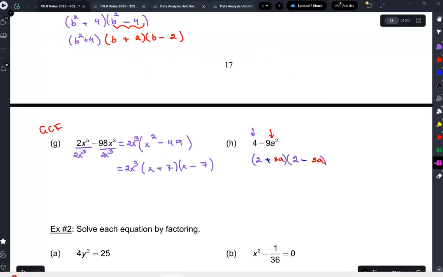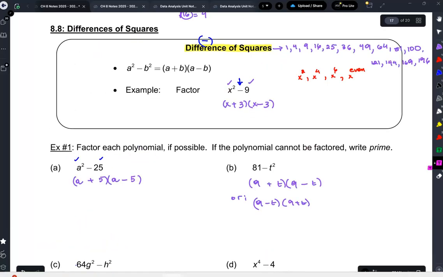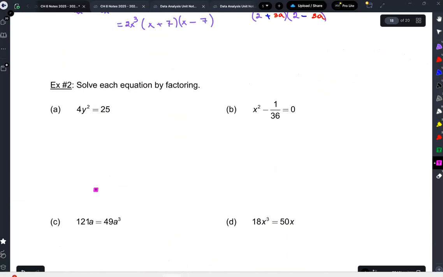All of these said to factor. And look at the expressions. It's just a squared minus 25. Is there an equal sign here? Is there an equal sign? No equal sign. So you just factor. These ones say solve. And there is an equal sign. That means when I'm done, I need to have an answer like x equals something.